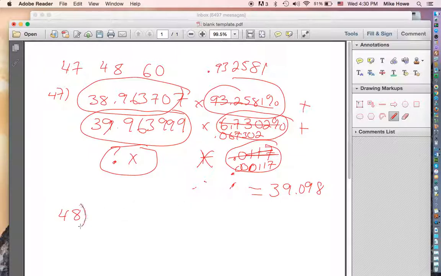All right, 48. Similar, you've got 2 isotopes. The actual mass of boron 10 and boron 11 is 10.012937, and the other isotope is 11.009305.